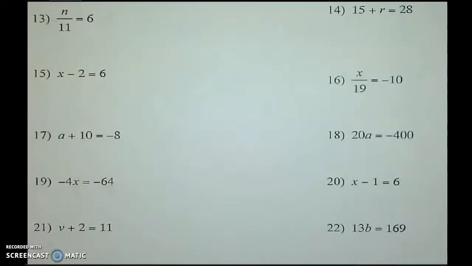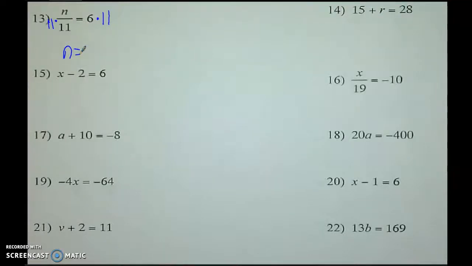So we want to get the variable by itself. When I look at number 13, n is my variable. Right now that n is being divided by 11. I need to get rid of that 11, so I'm going to do the opposite. The opposite of divide is multiply. So the opposite of divide by 11 is multiply by 11. If I do that on the left side, I have to do it on the right side to keep them even. And so when I go through that process, then I'll be able to figure out what n equals. I'm going to make sure to finish up on the even side, but I'll talk about the left side a little bit as we go through.